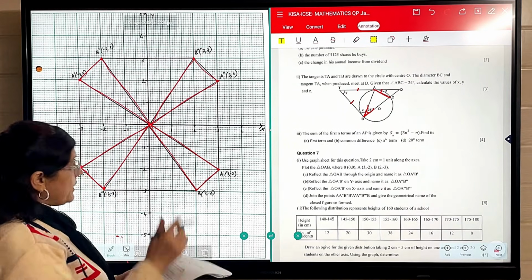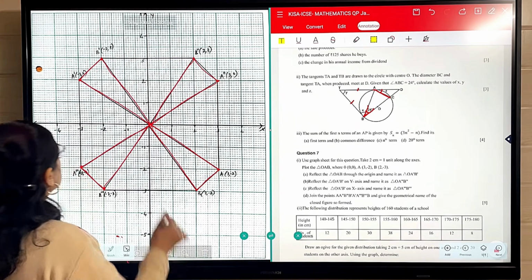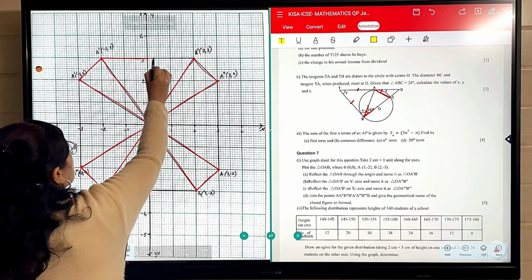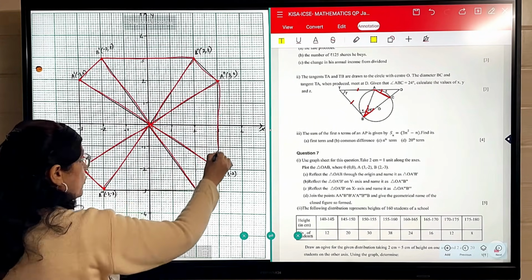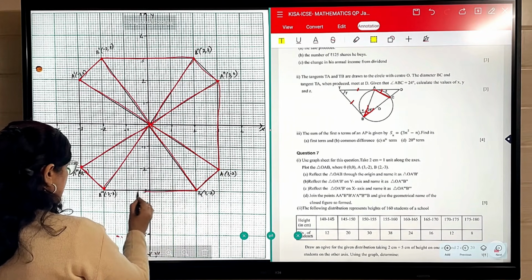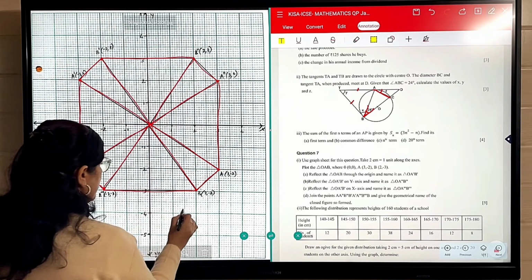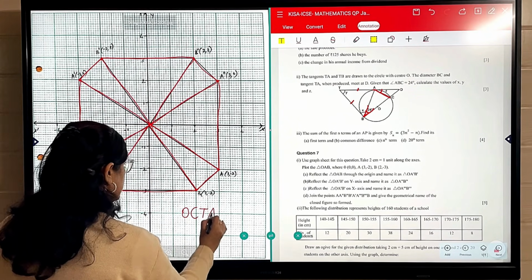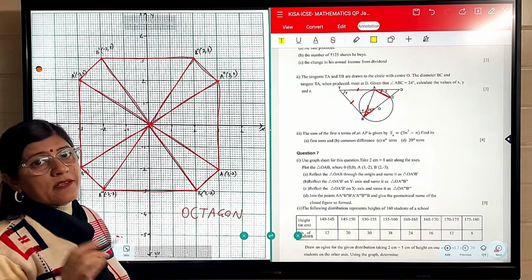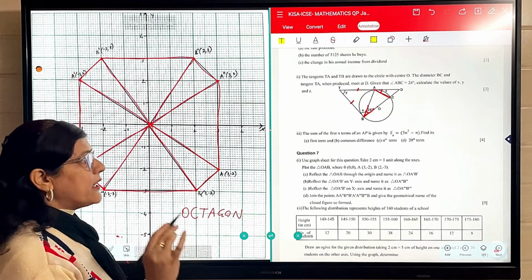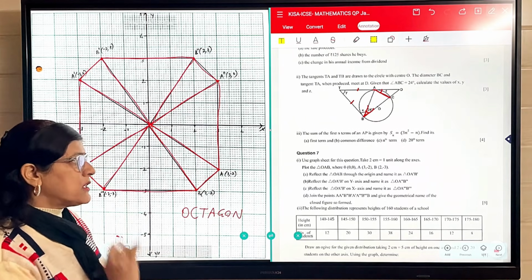So now join the points. We have to join all these points and give the geometrical name of the closed figure so formed. For this figure we have to count the sides. So first, second, third, and this is our fourth side, fifth side, sixth side, seventh side, and eighth side. So exact name for this figure is octagon. Or if you do not remember octa, you can also write this is an 8-sided polygon or 8-sided figure. But geometrical name should be given so that you will get proper 1 mark for this part.